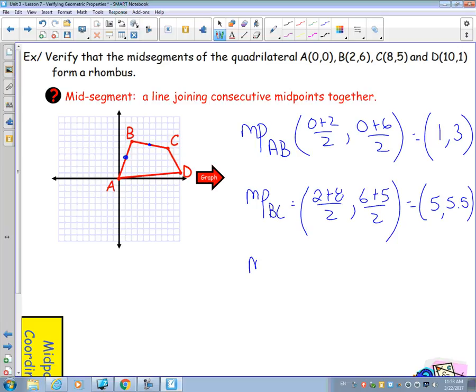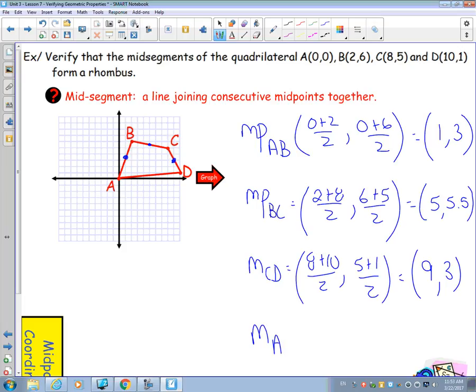And I go to the next one, C and D. So 8 plus 10 over 2 and 5 plus 1 over 2. That's going to give us 9 and 3. Oh, perfect. And then I go back to the beginning, A to D, and 0 plus 10 over 2, and 0 plus 1 over 2. And we're going to get 5 and 0.5. 5 and 0.5 right there.